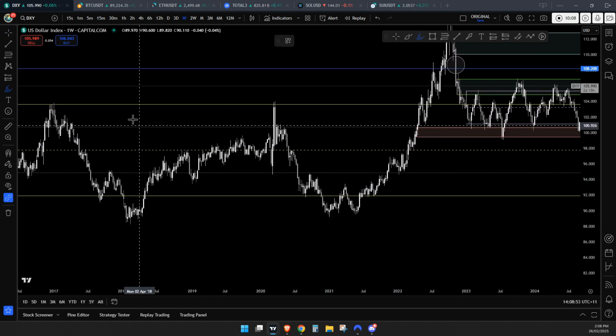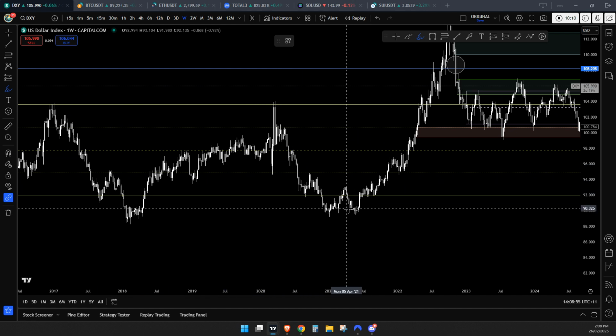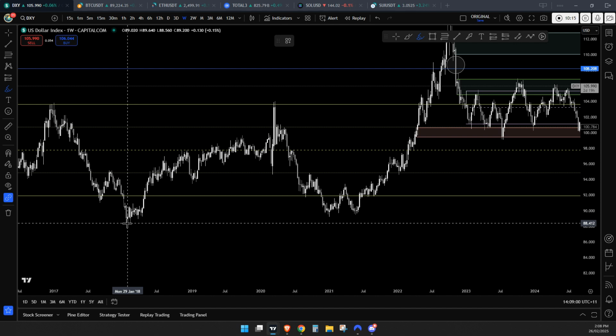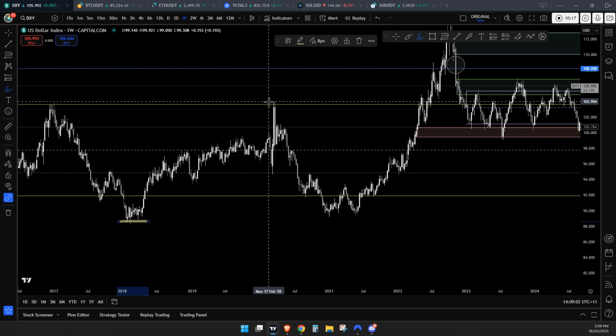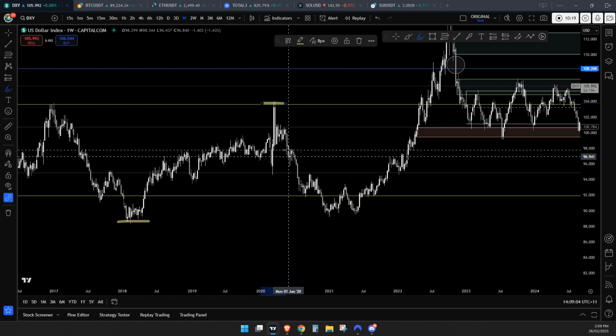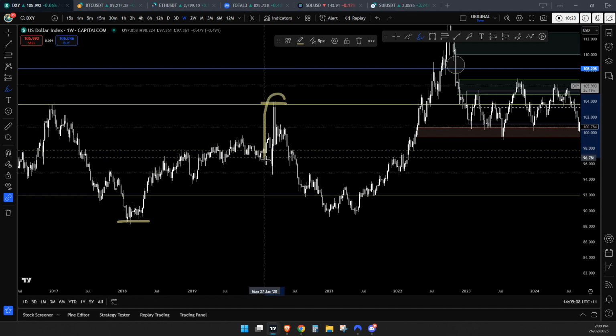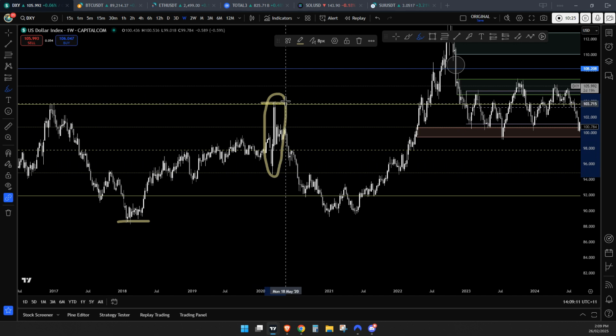And I'll show you the dates and we'll line them up in a second. But what I want to say is this: from range low, which is here, we went to range high, which is here. Now, these candles in particular, these ones here, this is the COVID movement.